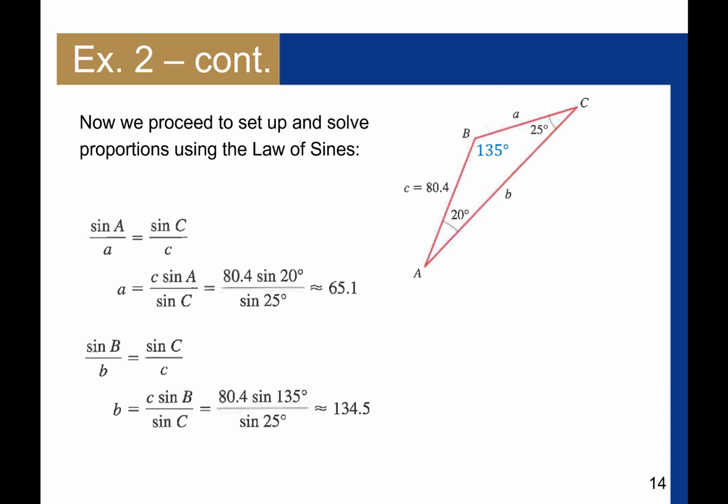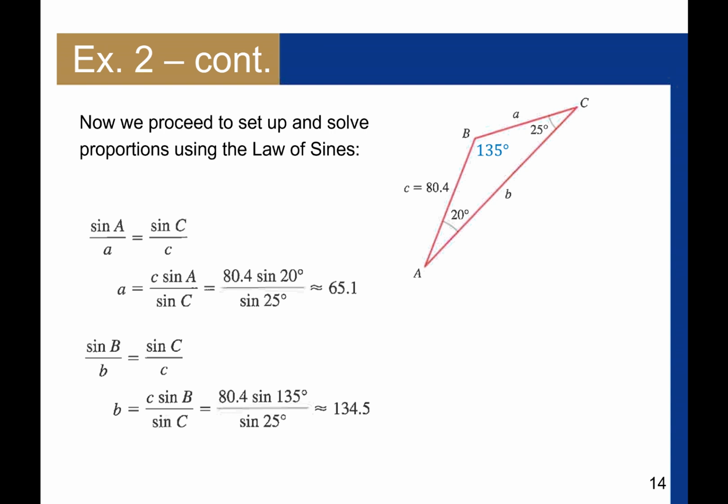And again, nice substitution there. Angle A is 20 degrees. Side A is our unknown. Angle C is 25 degrees. Side C is the 80.4. So again, cross product, do the division. Take 80.4 times the sine of 20 degrees divided by the sine of 25. That should give us about 65.1. Again, side C was given to the nearest tenth. It seems reasonable that we round off the length of side A also to the nearest tenth.